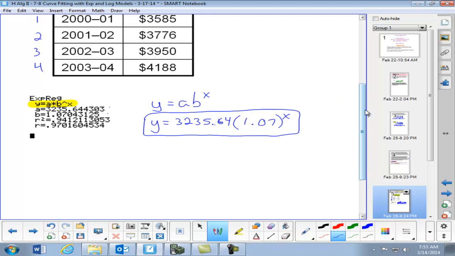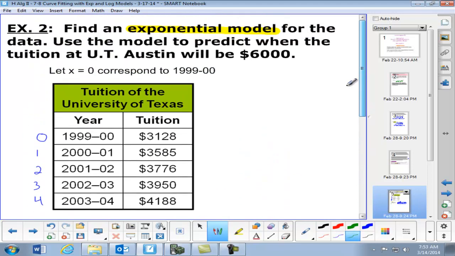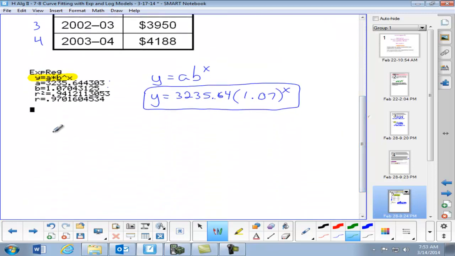So that's part 1. The next part says, okay, so now we want to use this model to figure out when the tuition will be 6,000. So you need to ask yourself, is tuition x or y? Hopefully you guys are saying tuition is y. So y equals 6,000. What is x?